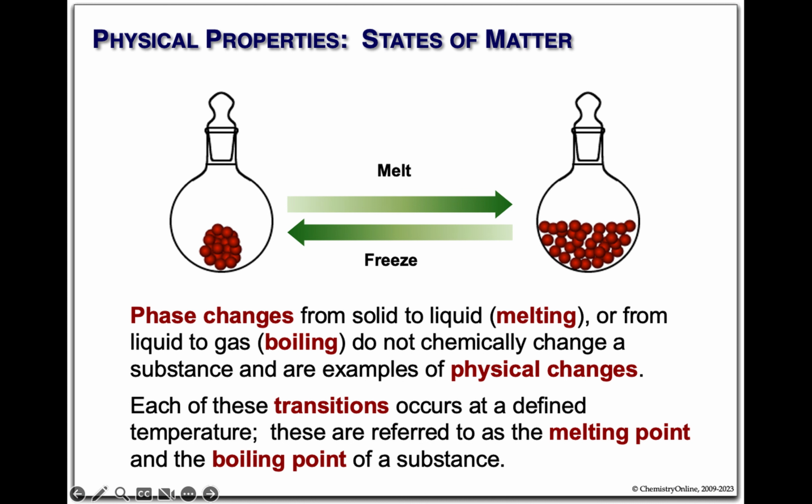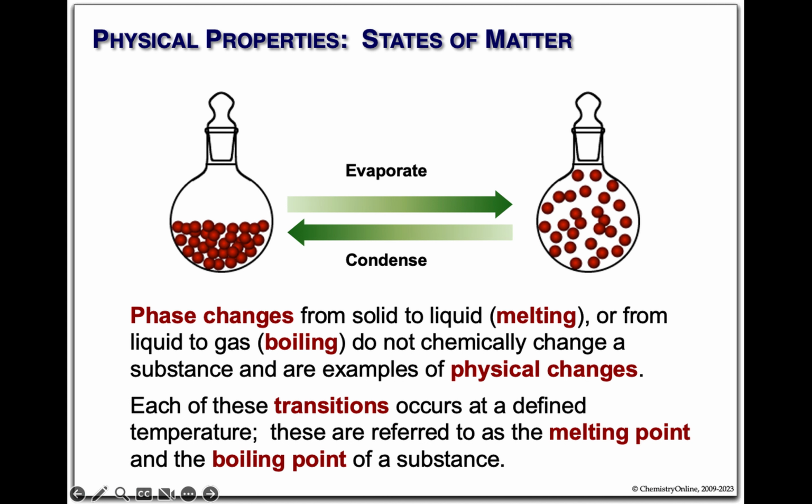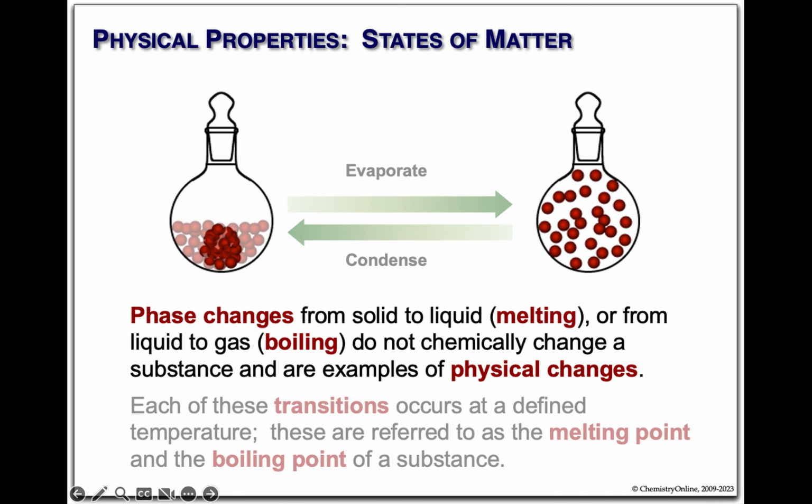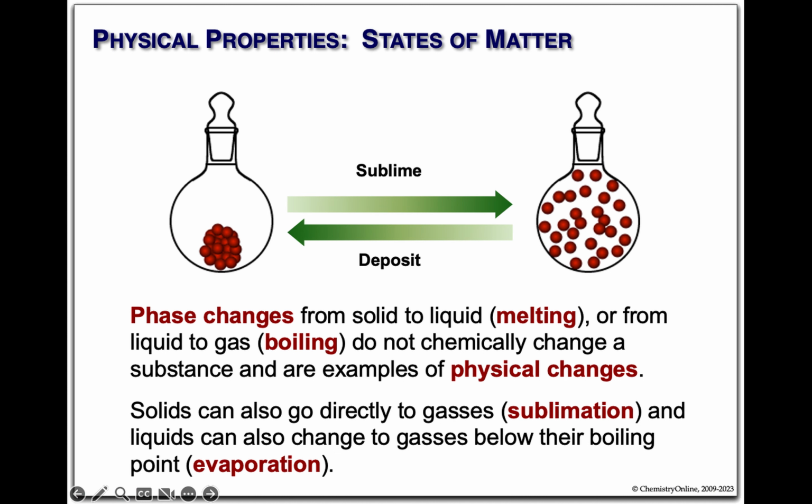If we have a liquid, we can go to a gas. That's the boiling point, again a unique temperature. Solids, we can also go directly from the solid to a gas, called sublimation. Most commonly we see this in the reverse direction. This is where frost comes from. Frost comes from water vapor going directly to crystals of ice.